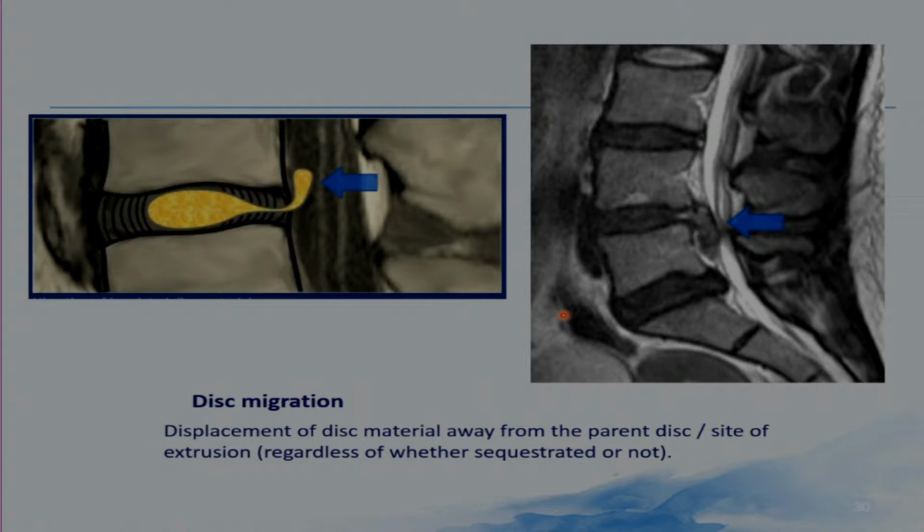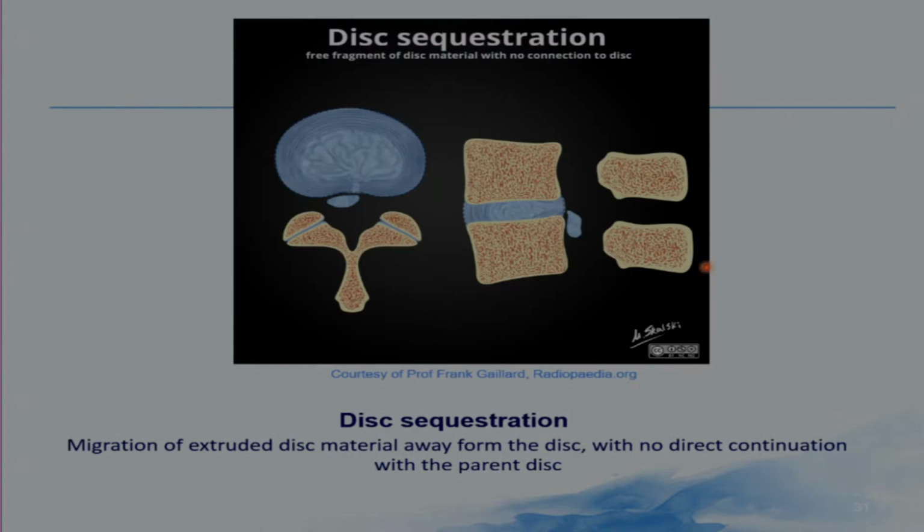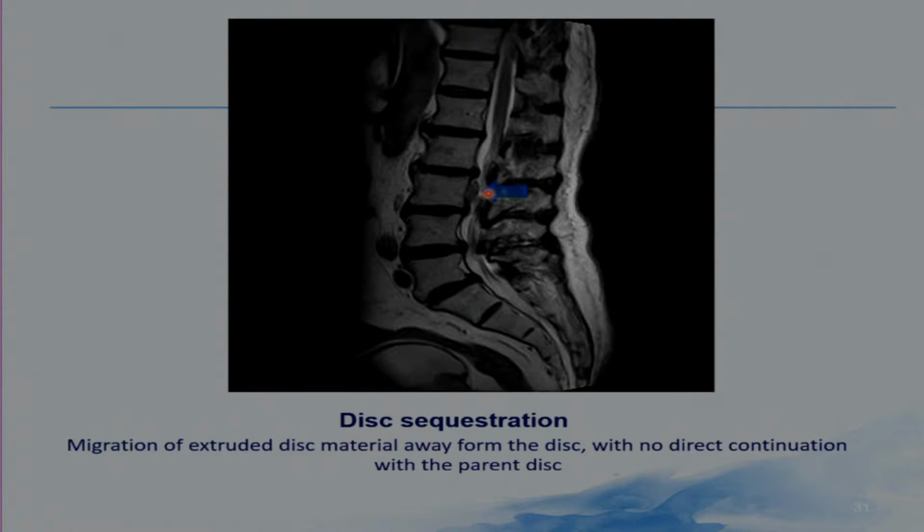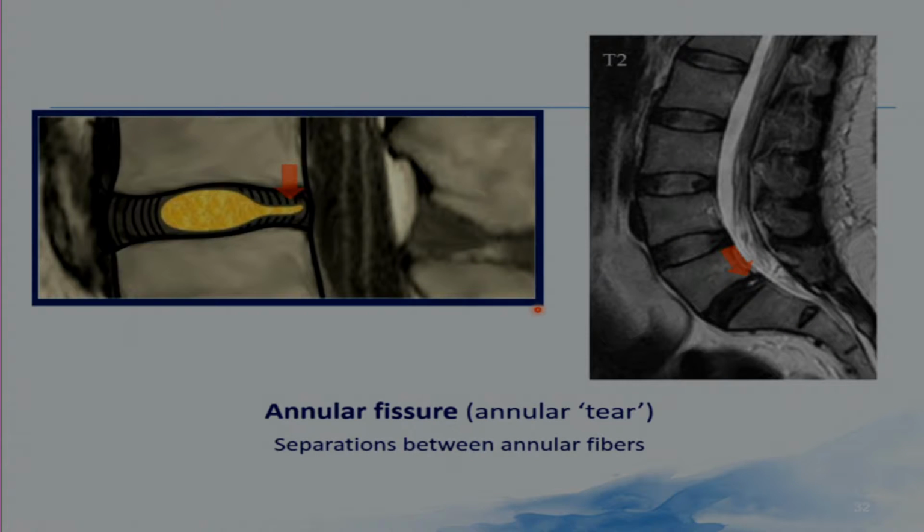Disc migration is displacement of disc material away from the parent disc. In disc sequestration, the migrated disc will lose its direct continuation with the parent disc. So it's kind of a free disc fragment, as seen on this MRI study. An annular fissure is separation between annular fibers. The term annular tear is best avoided.